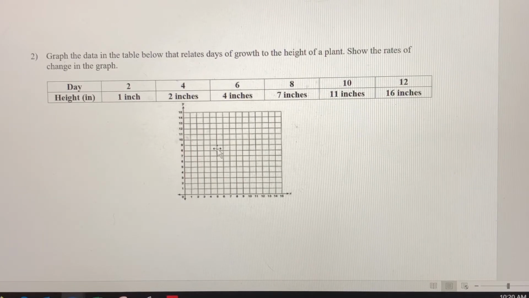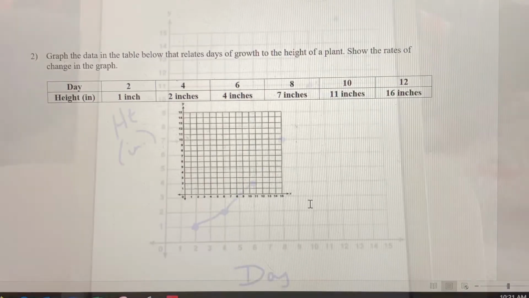So we're gonna graph this, and then we're gonna look from each interval, like from 2 days to 4 days, and determine what the rate of change is, okay? And then we'll do the same from 4 to 6. We'll do the same from 6 to 8, and so on, okay? So let's go ahead and look at the graph now.